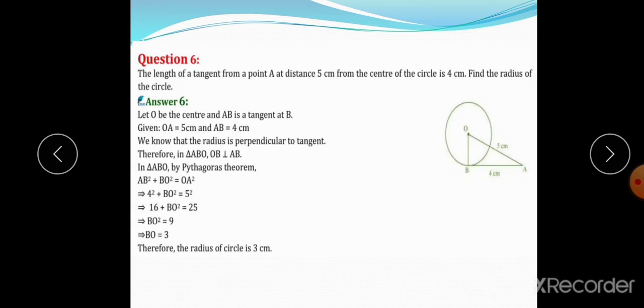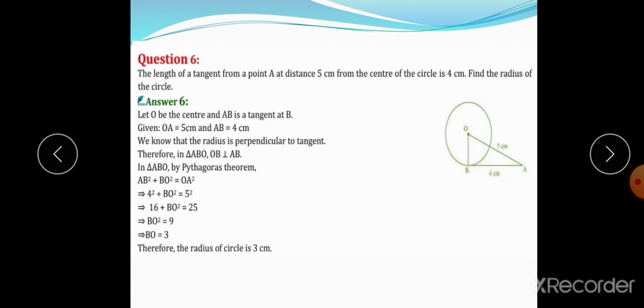Question number 5 is very easy, same as what we have done in sums 1, 2, 3. By using the Pythagoras theorem, we have to find the other side. So, question number 6. First understand the question. The length of a tangent from a point A, at a distance of 5 centimeters from the center of the circle, is 4 centimeters. Find the radius.